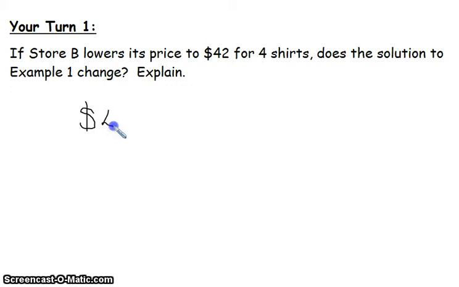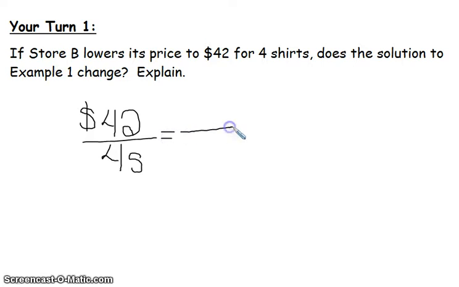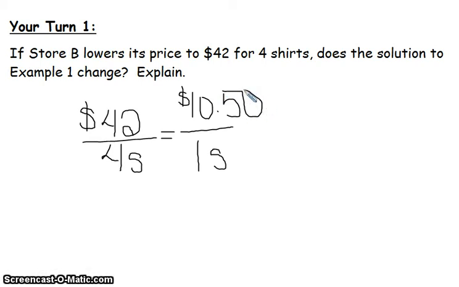For $42 at store B now, we can get 4 shirts, so a little bit cheaper. So if I change this to my units here of denominator of 1 for 1 shirt, now that it only costs me $42 for 4 shirts, the price per shirt is down to $10.50. So does the solution change?